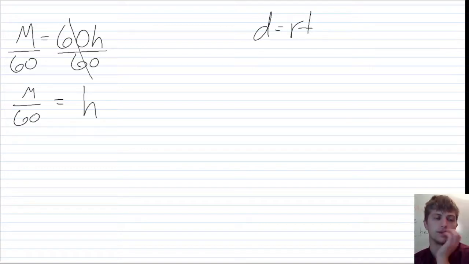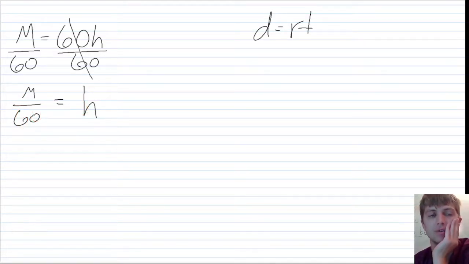There we go. So what does this say? Let's read it in English. And whenever we read in English, we usually want to start with the dependent variable. The number of hours is equal to the number of minutes divided by 60. There we go, just like that. So if we have 180 minutes, divide by 60, that gives us 3 hours.